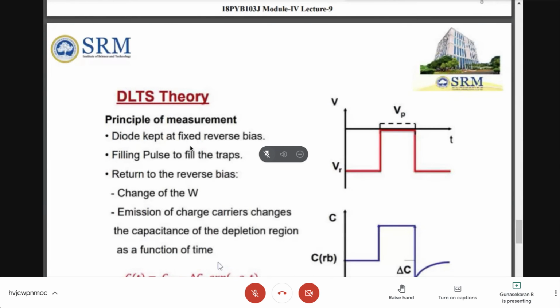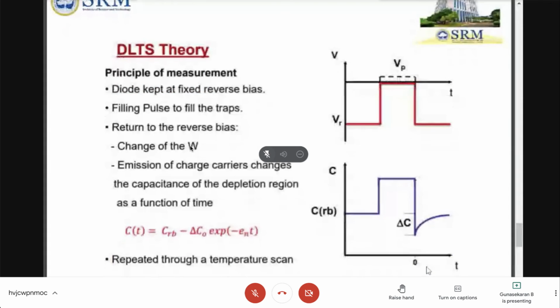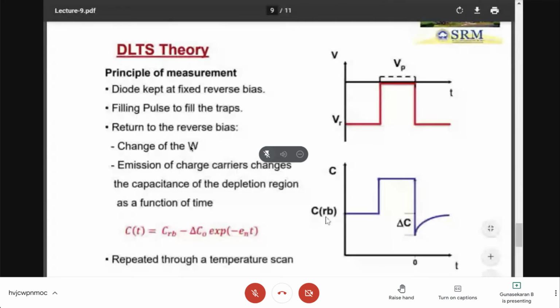Okay, see, the diode is kept at a fixed reverse bias. Now you measure the voltage here, and this is how it varies with respect to time. The reverse voltage remains constant, then increases, then again remains constant like that. At the same time, the capacitance varies like this. This is in the reverse bias condition. The capacitance in the reverse bias condition, C of t, is equal to C of Rb minus delta C naught exponential of minus Ent. So that is an exponentially increasing term. Exponential increases here. Please understand, this process is identified once again.